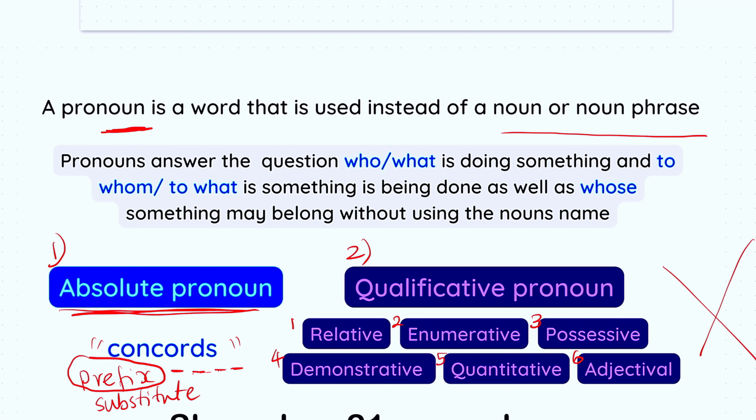Pronouns are full words. They can stand by themselves and have a function in a sentence. Concords, on the other hand, cannot stand by themselves. They are a prefix, and because they are a prefix, technically, grammatically, they are not pronouns. They are concords. But in day-to-day speech, people will tend to call the concord a pronoun, but just so that you know that at the back of your mind.